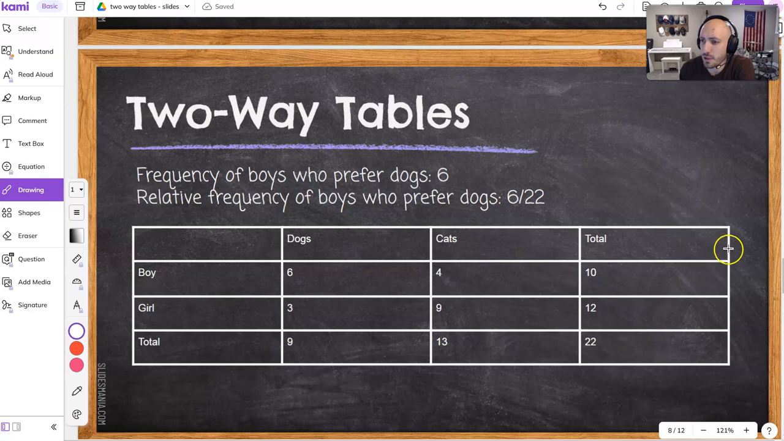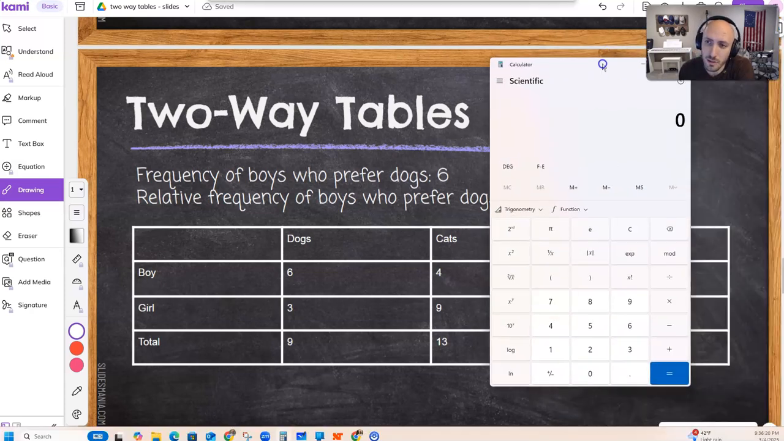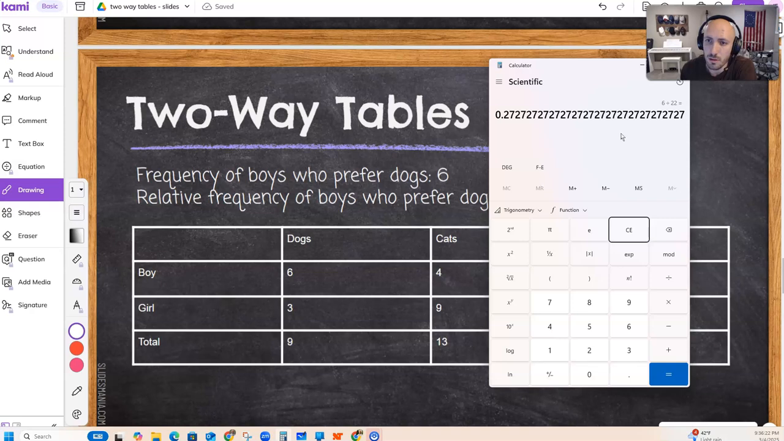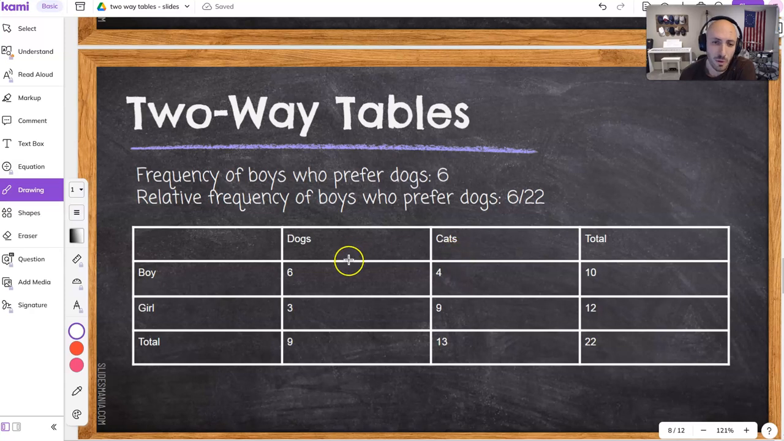Okay, so like we said earlier, the frequency of boys who prefer dogs was 6. The relative frequency of boys who prefer dogs was 6 out of 22, or 6 over 22. And if you wanted to convert that to a percentage, you could do that. It is about 27%. I'm sorry, 27% of people surveyed are boys who prefer dogs. There's a very important distinction there. So yeah, the relative frequency is the frequency over the total.